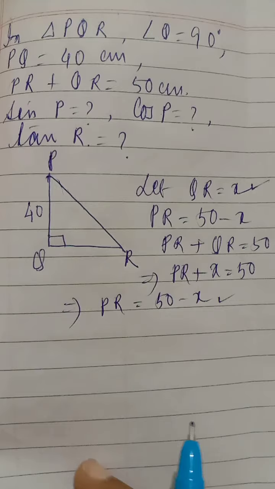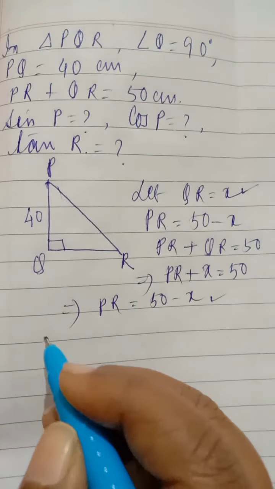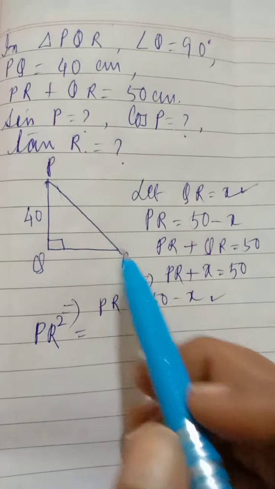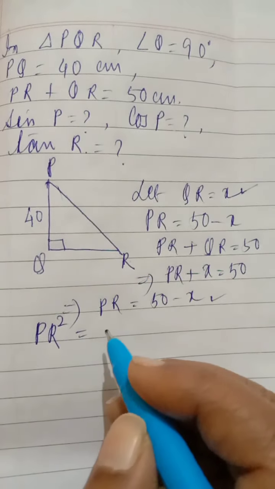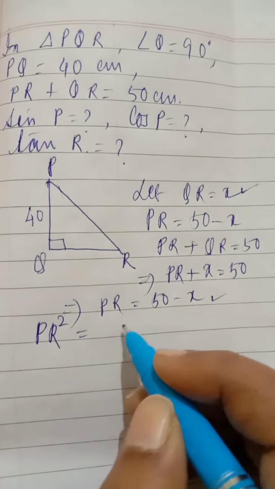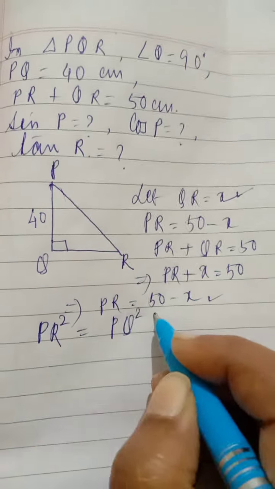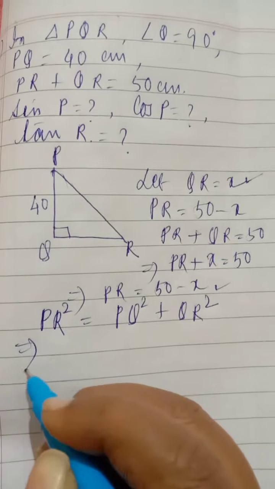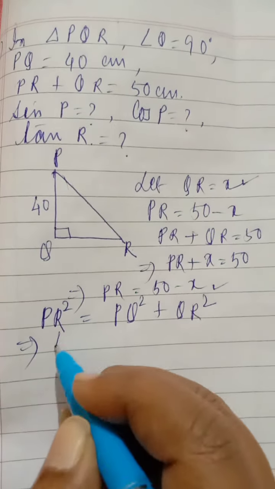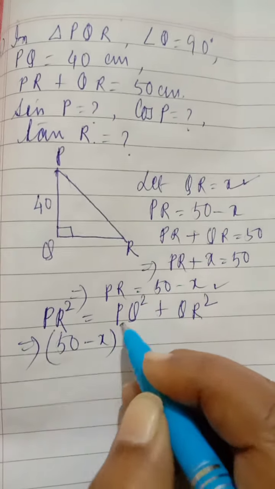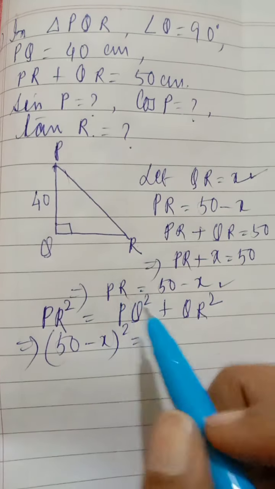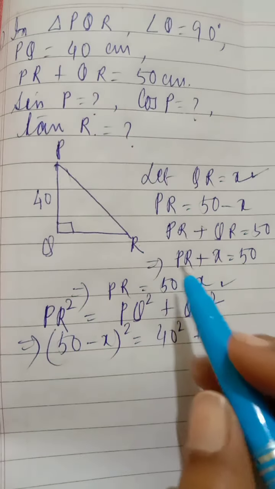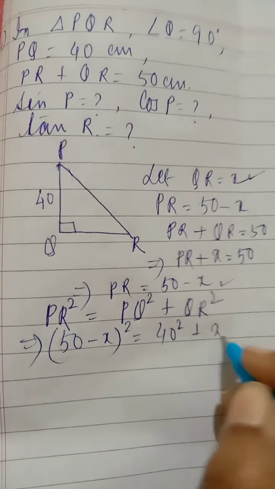Now we can apply the Pythagoras theorem here. According to the Pythagoras theorem, the square of the longest side, that is PR square, is equal to the sum of the squares of the other two sides. So here we can write PQ square plus QR square. This implies PR is 50 minus x whole square equals PQ is 40, so it's 40 square, and QR is x, so it's x square.